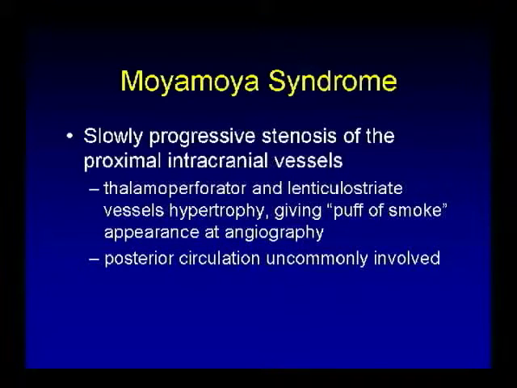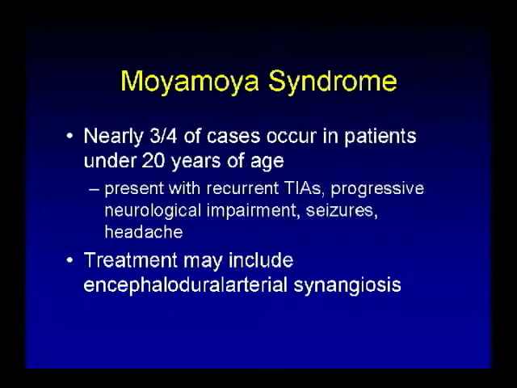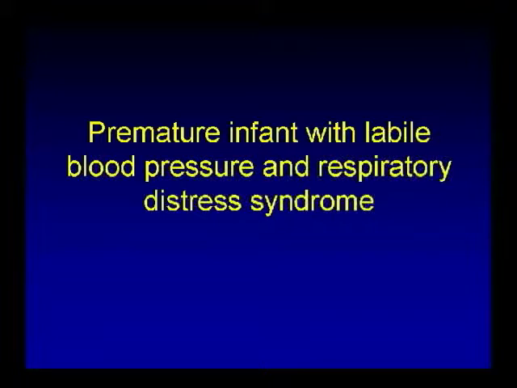The angio I showed you, which you can also see on an MRA, is a very typical appearance. The posterior circulation is very uncommonly involved. Most cases are under 20 years of age. They present with recurrent TIAs and progressive neurological impairment, seizures, and headaches. They may have sickle cell disease. And the treatment is an encephaloduroarteriosynangiosis, which is basically anastomosis of the extracranial carotid circulation to the intracranial carotid circulation. So the external branches to the internal branches to try to get some blood supply to the brain.